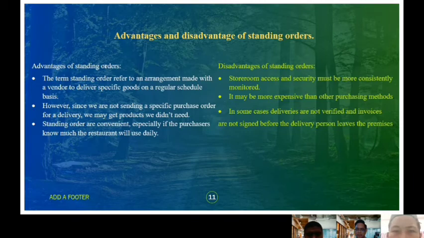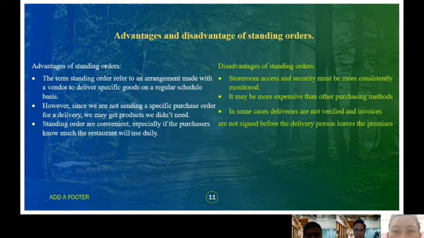Advantage and disadvantage of standing orders. Advantage of standing orders. Firstly, the term standing order refers to an arrangement made with a vendor to deliver specific goods on a regularly scheduled basis. However, since we are not sending a specific purchase order for delivery, we may get products we didn't need.